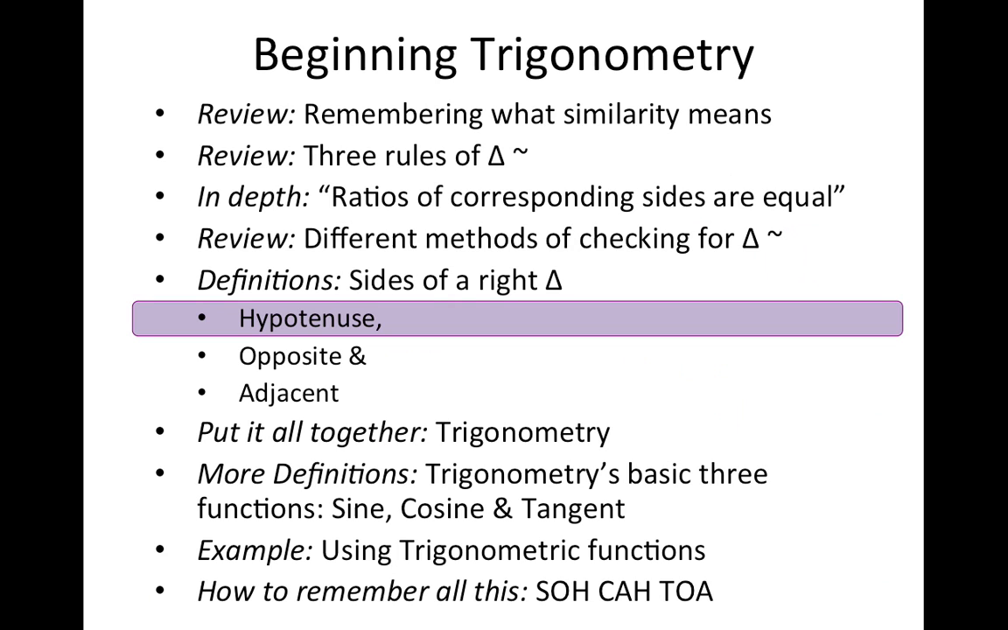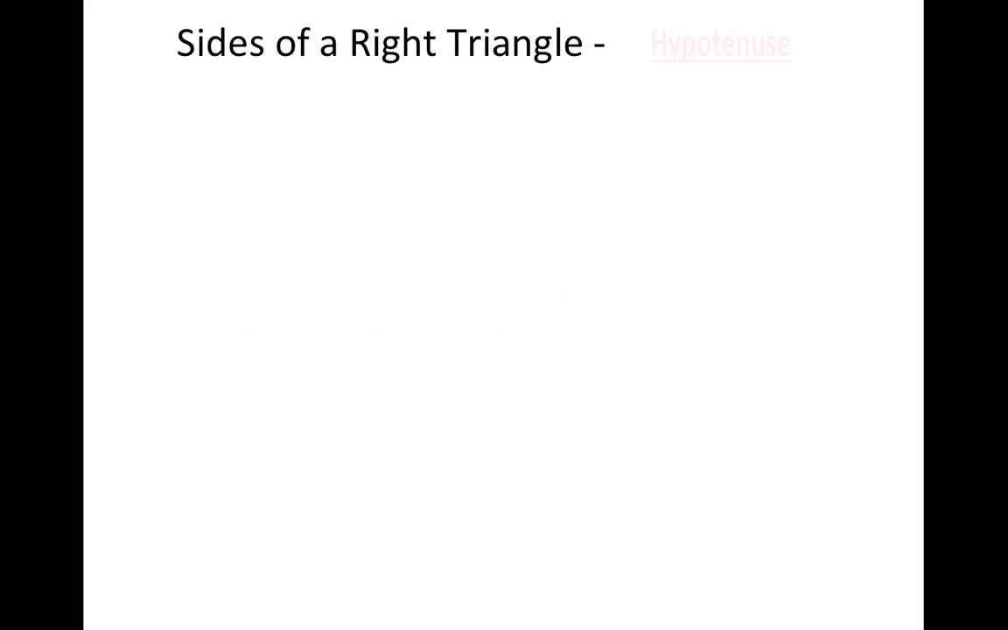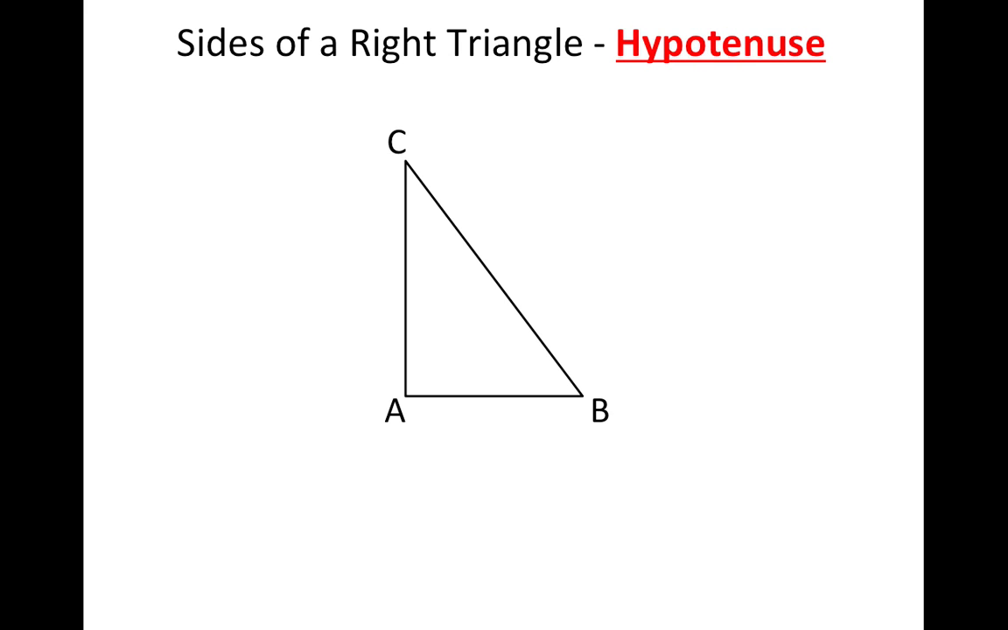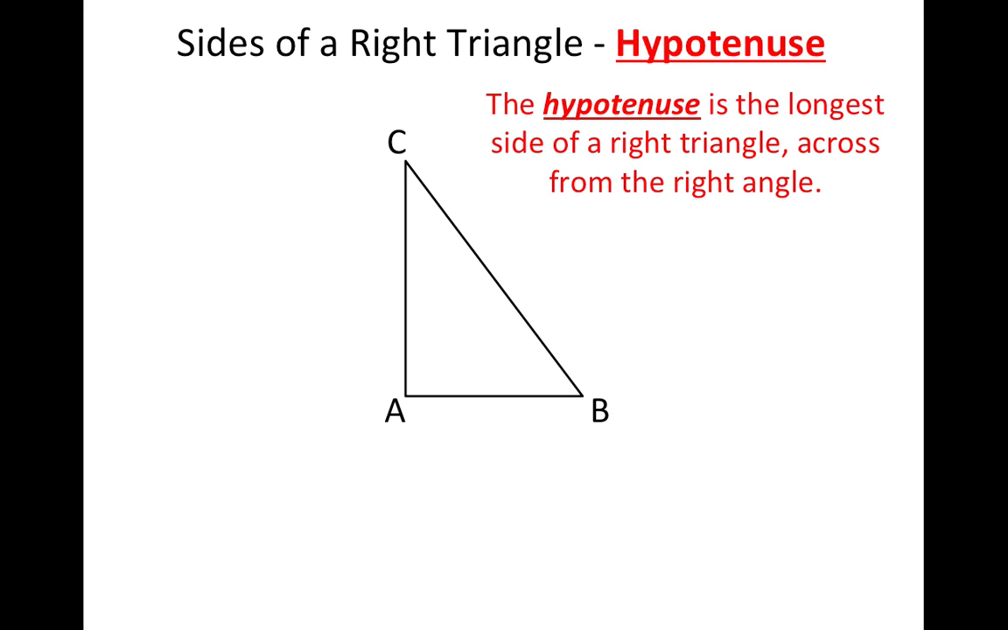Now we're going to talk about the definitions of the different sides of triangles. The first one we're going to talk about is the hypotenuse. There's our hypotenuse. So let's start with a right triangle. And the hypotenuse is the longest side of the right triangle, and it's across from the right angle.